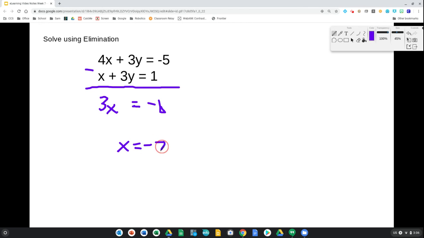And once we know that x is equal to negative 2, we can go back to this first equation up here and we can figure out what y is. So we're going to replace the x in this problem with a negative 2. And so if we do, what do you get for y? When we replace the x with negative 2, it becomes negative 8 plus 3y is equal to negative 5. And so we would add the 8, and we would get 3y is equal to 3, and we end up with y is equal to 1. And so we would type in the ordered pair negative 2, comma 1 in parentheses.